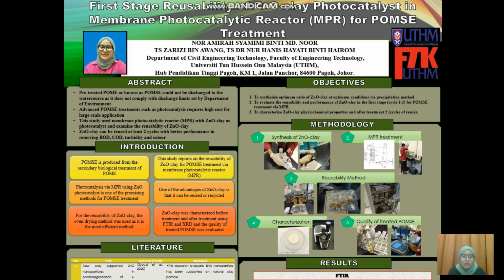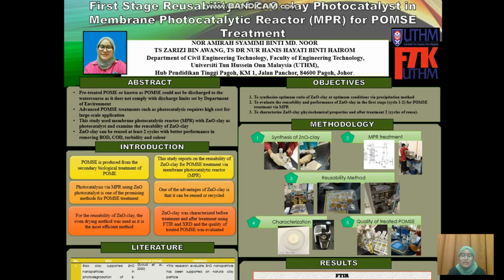One of the advantages of zinc oxide clay is that it can be reused and recycled. For the reusability of zinc oxide clay, the oven drying method was used as it is the most efficient method, and zinc oxide clay was characterized before treatment and after treatment using FTIR and XRD, and the quality of treated POMSE, which is the COD, BOD, turbidity, and also color, was evaluated.